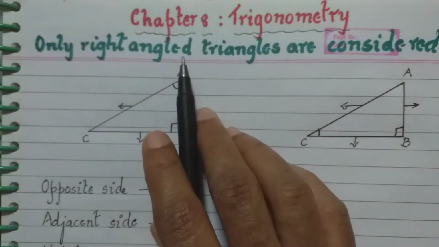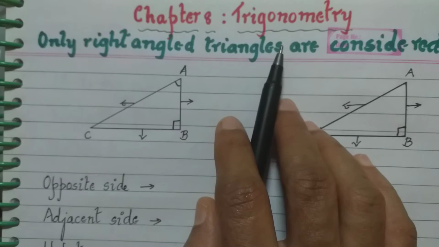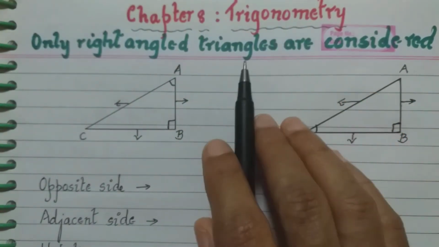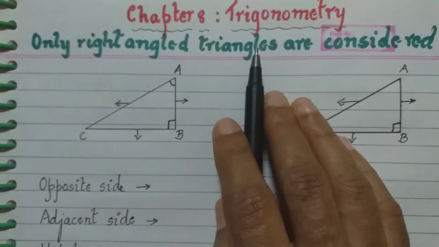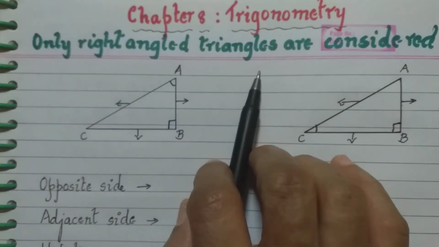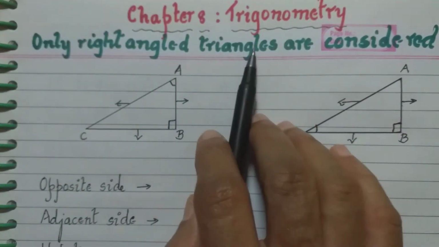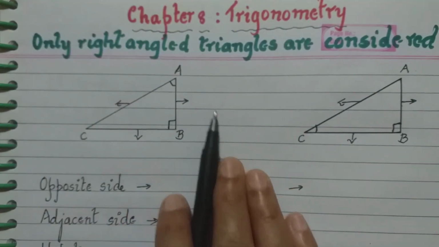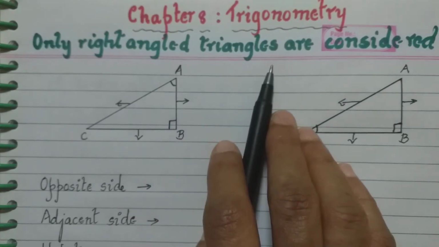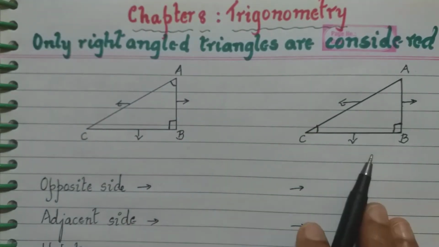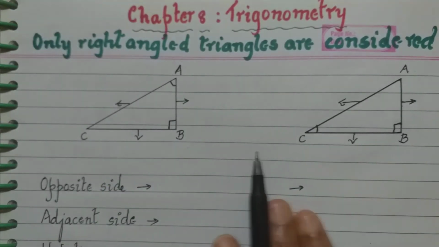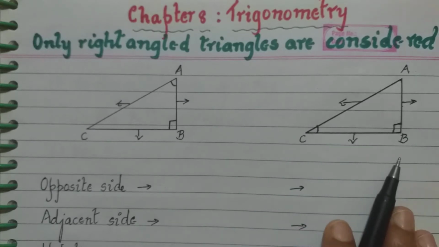We begin with the next chapter in geometry, chapter 8, called trigonometry. Now, in this chapter, we will see that only triangles are considered, and a special type of triangle, that is, only the right angled triangles. So whenever we refer to any triangle in this chapter, you will understand that it is a right angled triangle. We see here I have drawn two triangles. Both are triangle ABC and they are right angled at B.